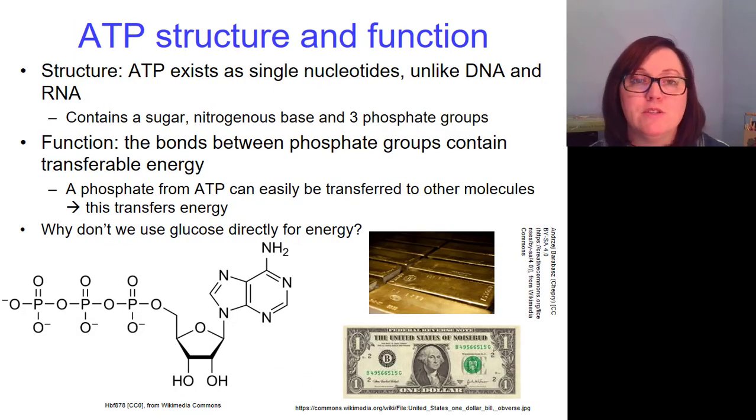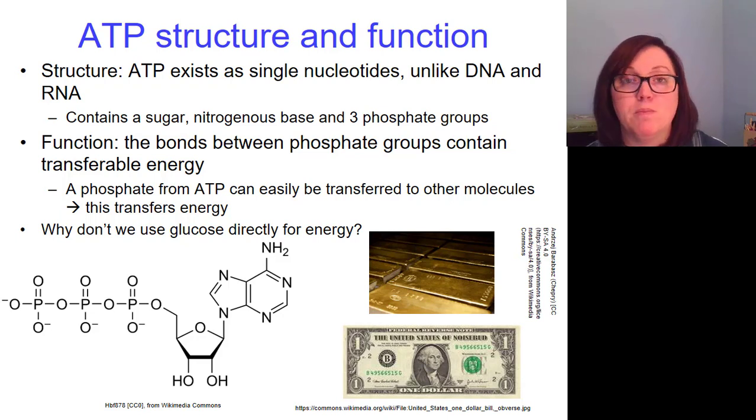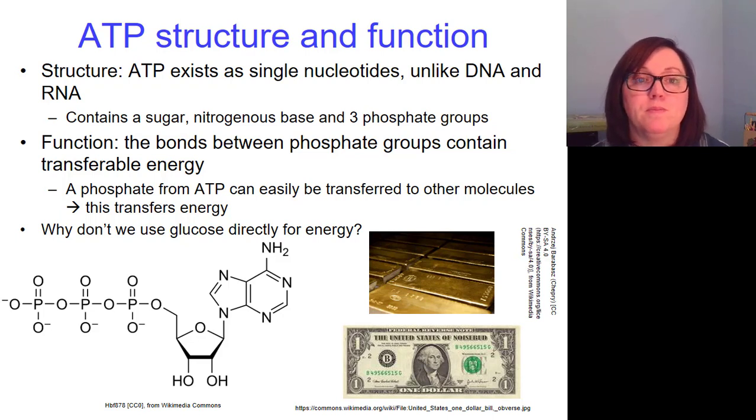The last nucleotide I want to talk about is ATP. ATP is classified as a nucleic acid, but it's not a polymer, it's a monomer. It exists as a single nucleotide, unlike DNA and RNA, which are polynucleotides, if you will. But just like any other nucleotide, ATP contains a sugar, a nitrogenous base, and it has 3 phosphate groups instead of 1. In terms of its function, the bonds between the phosphate groups contain transferable energy that can be used by cells.